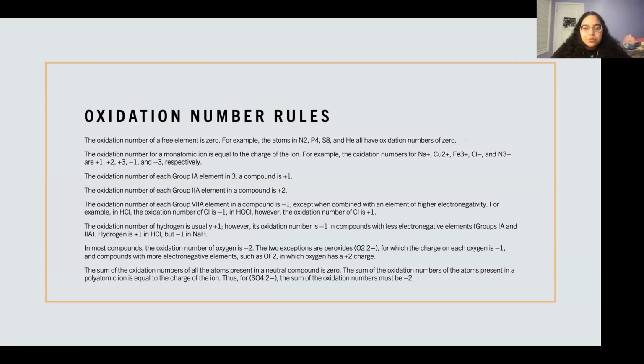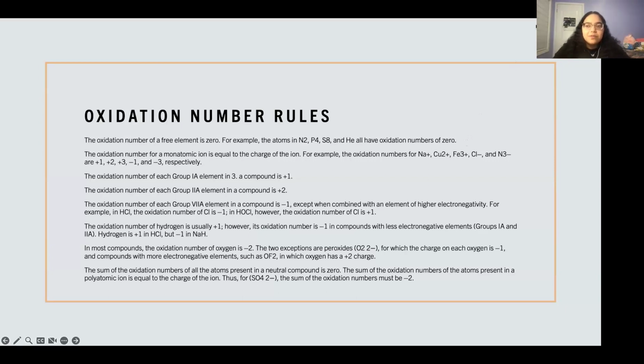Oxygen is usually -2, but if you're dealing with a peroxide, that's -1, or something more electronegative than oxygen, like fluorine, oxygen could be +2 in that example. And then also very important, the sum of the oxidation numbers in a neutral compound is 0.